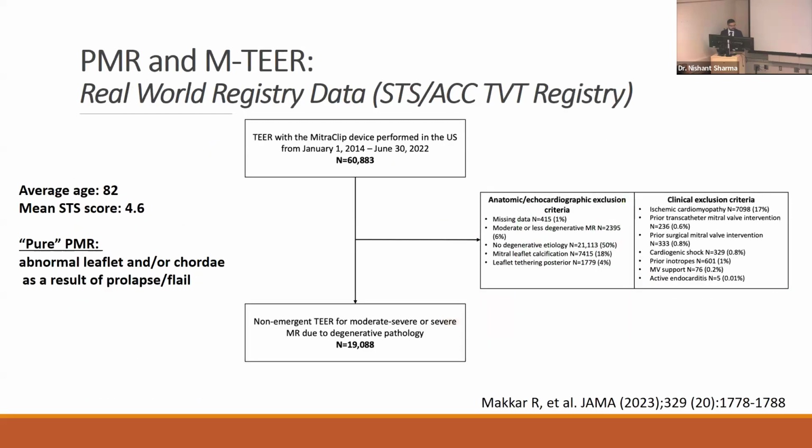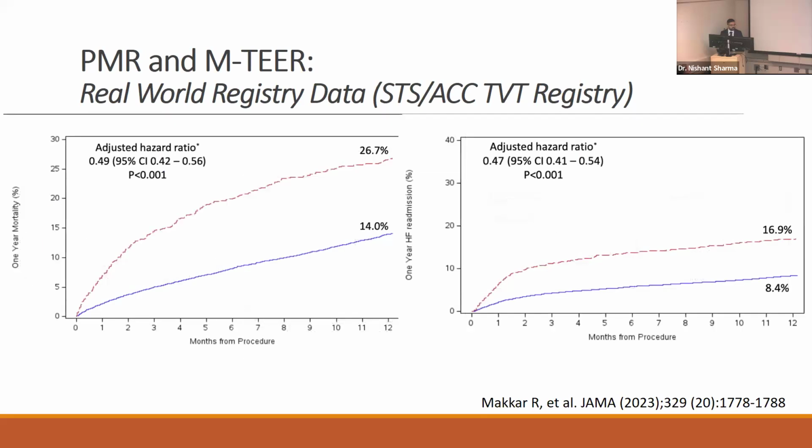What I think is more interesting is that registry data, which is more of all comers rather than a site-specific registry. They defined pure MR or primary MR as abnormal leaflet or chordal issues as a result of prolapse or flail. Similarly, they found that there were really good outcomes for these centers over 1 year mortality and heart failure.